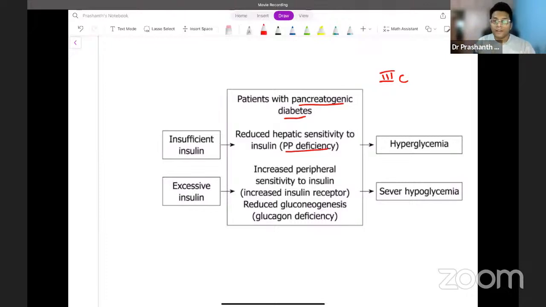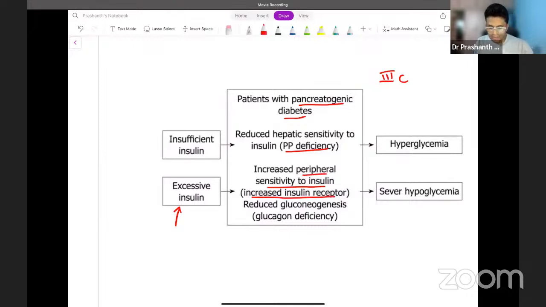In the same way, when excessive insulin is given iatrogenically, two things contribute to the severe hypoglycemia that can occur. One, there is increased peripheral sensitivity to insulin because of the downregulation of insulin receptors that occurs. Okay.